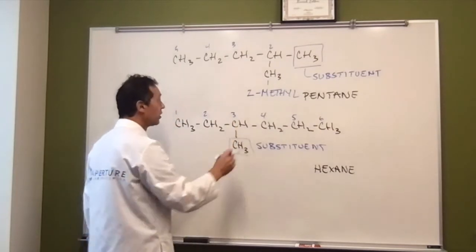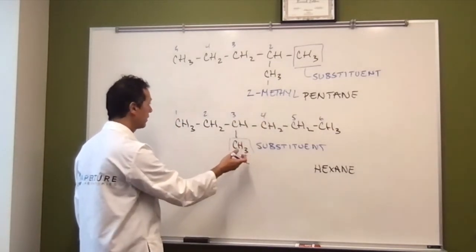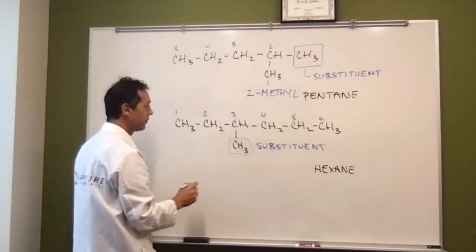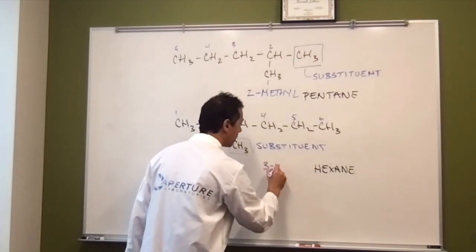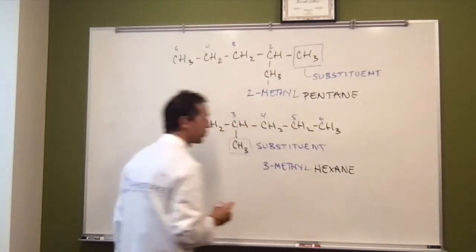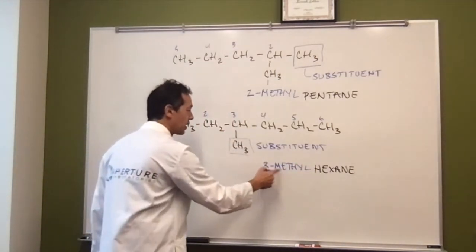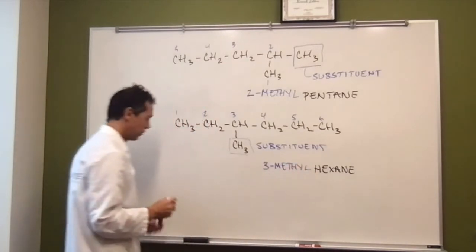Okay. So 2-methyl pentane, and this one here now we've got 1, 2, 3. This is on the third carbon here. So this becomes 3-methyl hexane. And again, there's no comma or dash or anything like that right here.